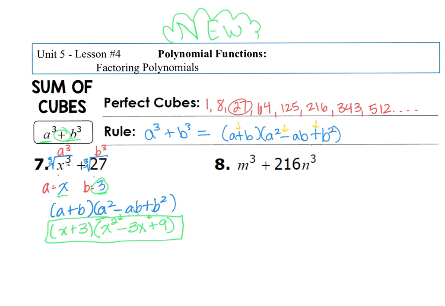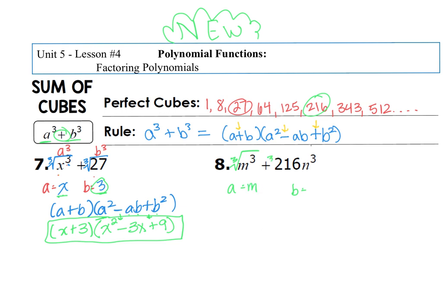Okay, number 8. I have m cubed plus 216n cubed. Okay, m cubed is a perfect cube. 216 is here on my list as a perfect cube, and n cubed is a perfect cube. So let's find out what our a value is and our b value is. So we find that by cube rooting these original terms. So I'm going to cube root m cubed. That is m.